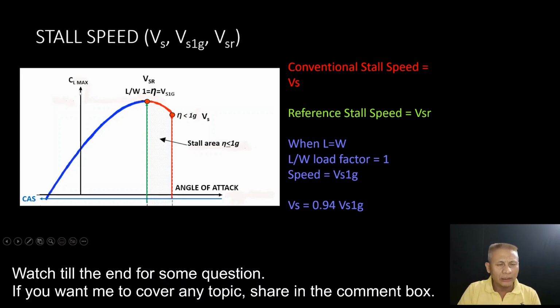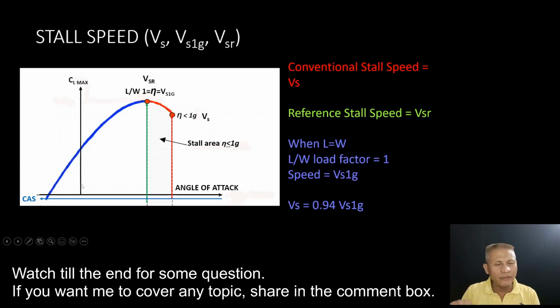In this graph, on the y-axis is the CL max, and on the x-axis we have two lines. The first line, which is black in color, is the angle of attack, which is increasing from left to right. As we increase the angle of attack, the aircraft will slowly lose speed, that is, the CAS is decreasing from right to left.